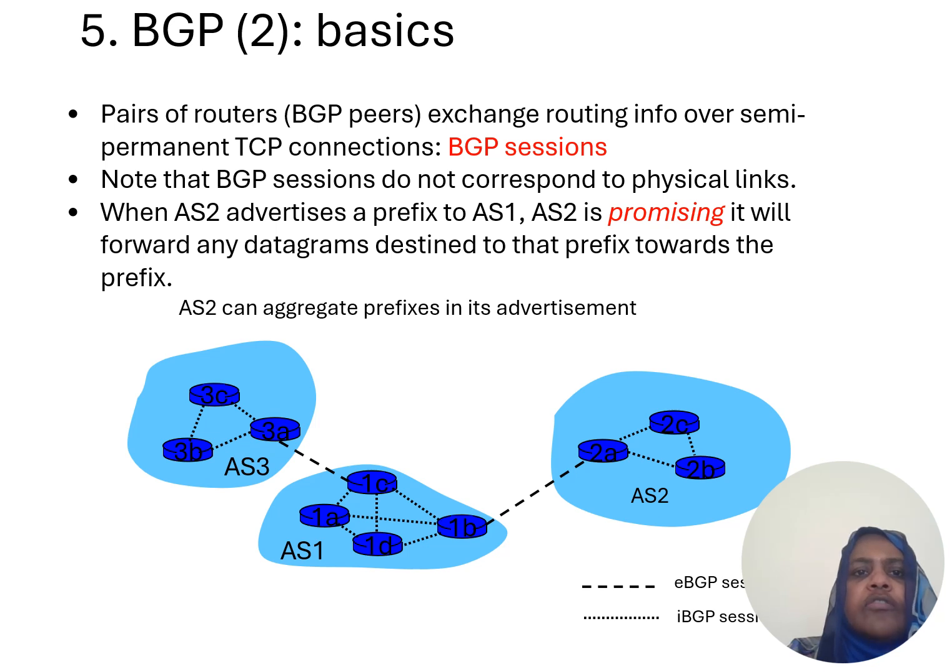Any pair of BGP routers, which are BGP peers, exchange routing information over a semi-permanent TCP connection, and it's called a BGP session. BGP sessions do not correspond to physical links. They can run across multiple ASs. When AS2 advertises a prefix to AS1, AS2 is promising it will forward datagrams destined to this prefix towards the prefix.